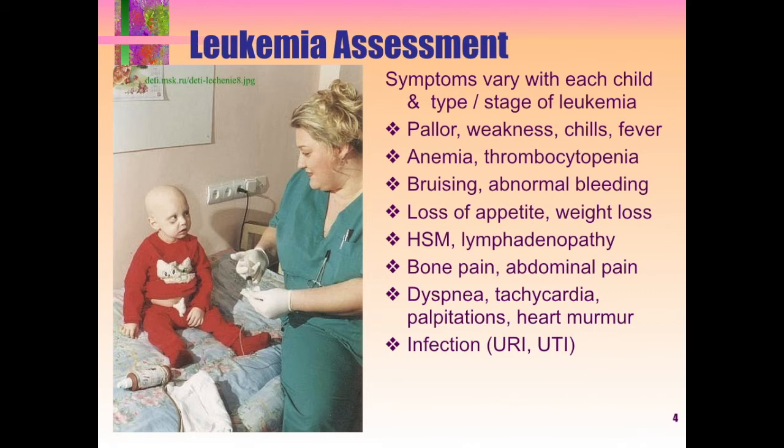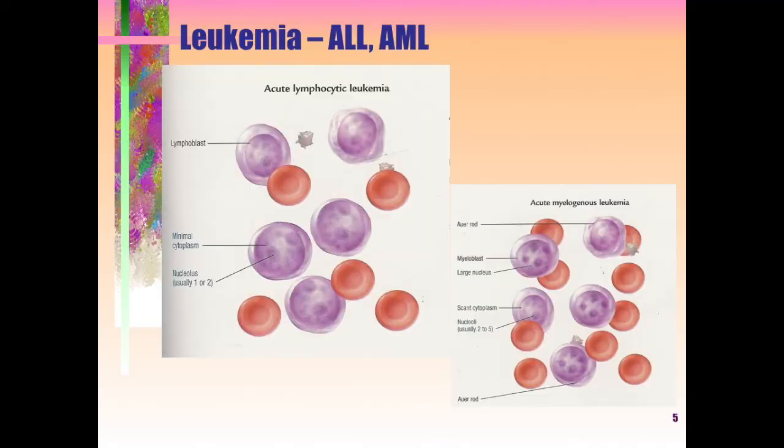The heart murmur is new because of the anemia, and they'll have a tachycardia because it's a new anemia. The infections that they may end up having are going to be the typical upper respiratory infection, which is viral, and then we can have a bacterial urinary tract infection. You can put the video lecture on pause so you can see the cell lines for ALL and AML. And you see how large that cell is on the lymphoblast and the myeloblasts. White cells aren't supposed to be that big.